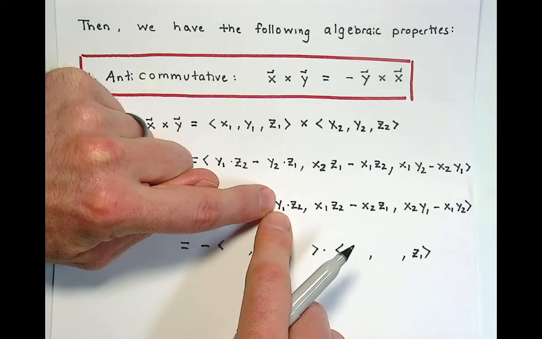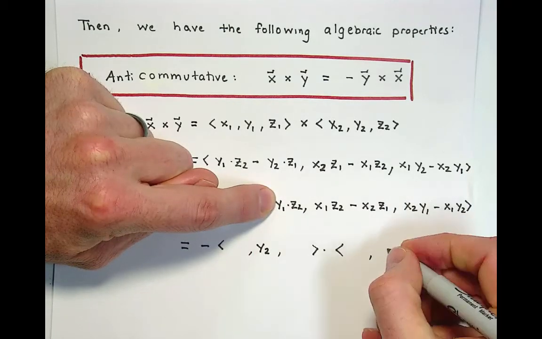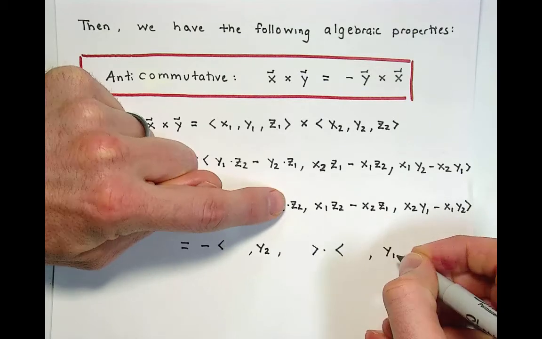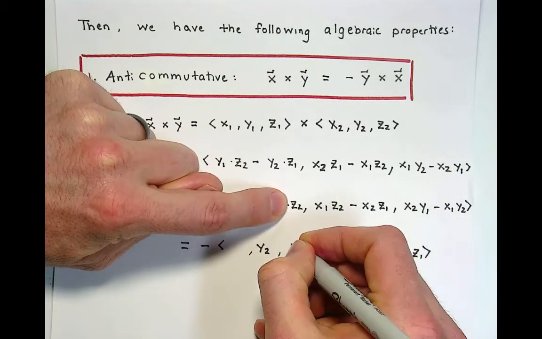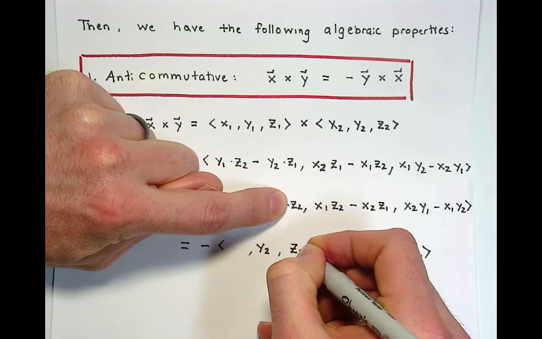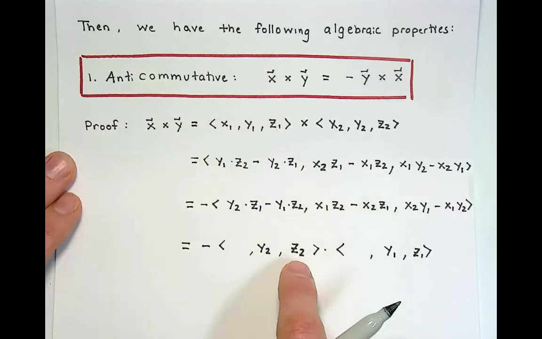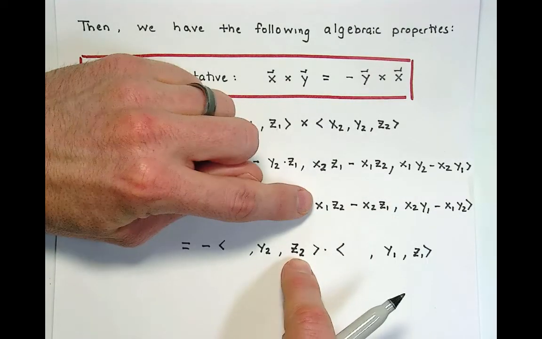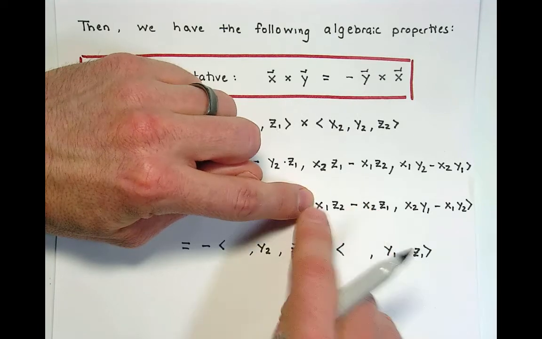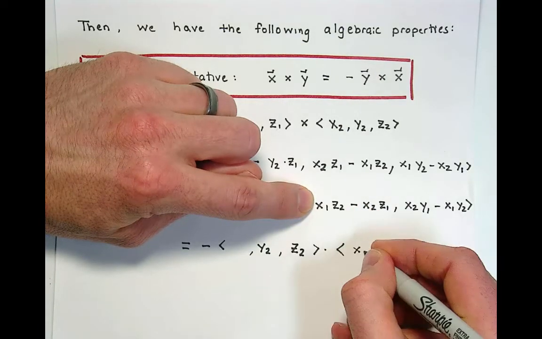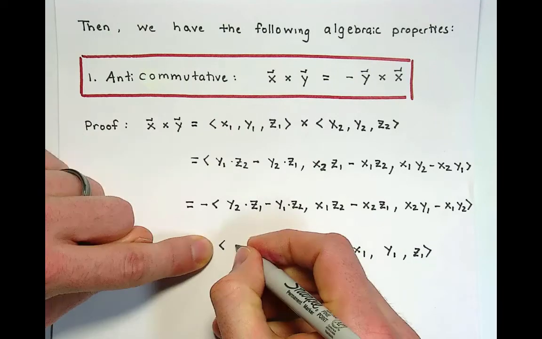y1 would be the second component of the second vector, just by the way that this works out, and z2 would be the third component of the first vector. Same thing, x1, because these orders are switched, would go here, and x2 would go there.